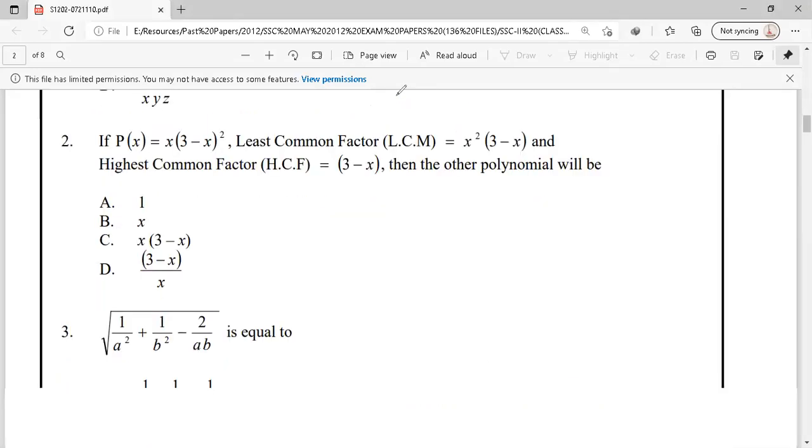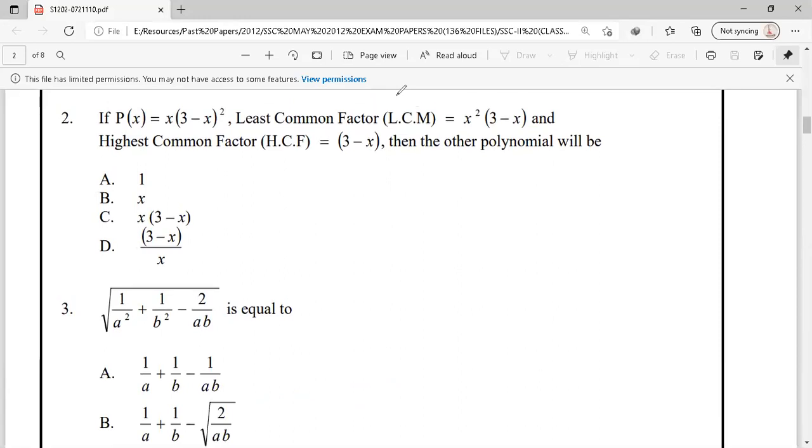Let's move to our question number 2. If p of x is x into 3 minus x whole square, least common multiple is this, and we have to find the other polynomial. So the HCF and LCM of two polynomials q and p are given, and the product of the two polynomials is equal to the product of HCF and LCM. We have to find the other polynomial q, so it will be equal to L cross H divided by P.